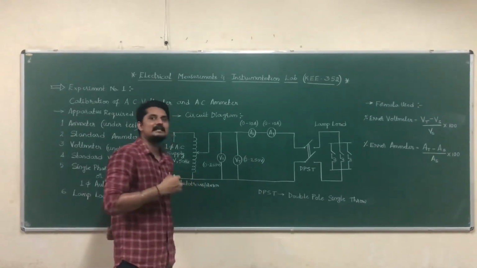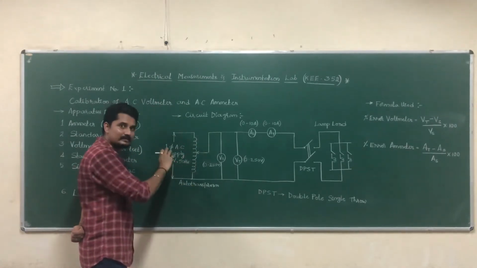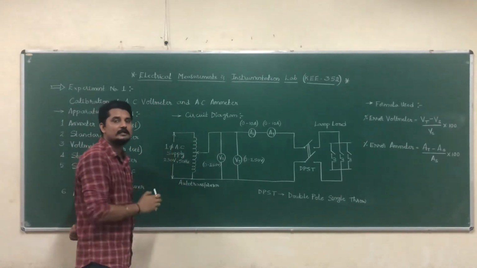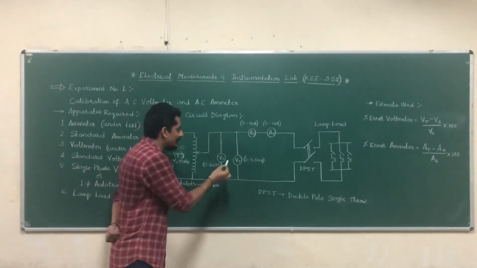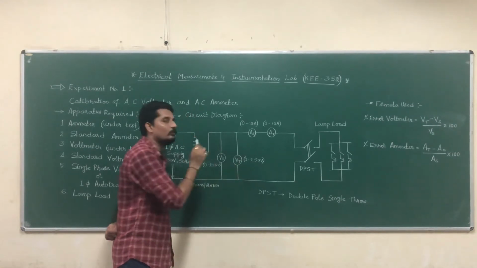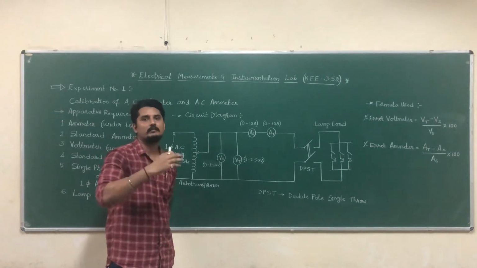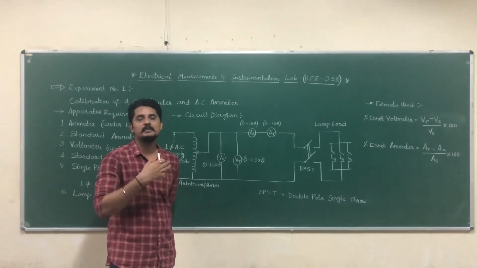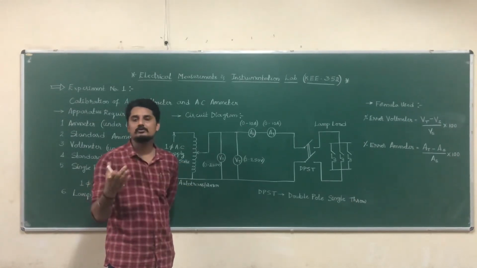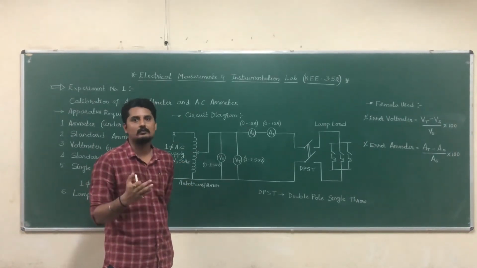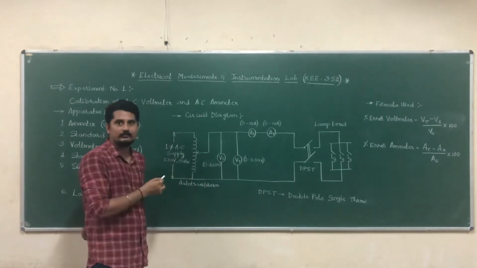Next, the second reading will be 100 volts. With the help of this autotransformer, I'll increase the voltage level to 100. The standard voltmeter will show 100 volts, whereas the voltmeter under test might show above 100 or below 100. It depends on the meter. Sometimes it might show 98 volts, or 102 volts, or 103 volts, like that. The third reading will be 150 volts.